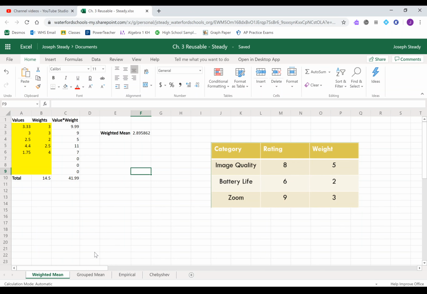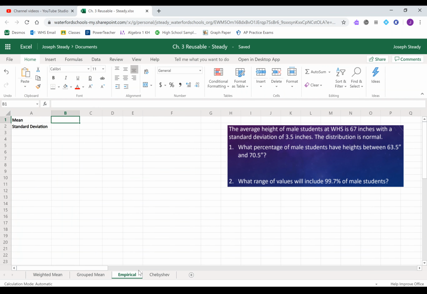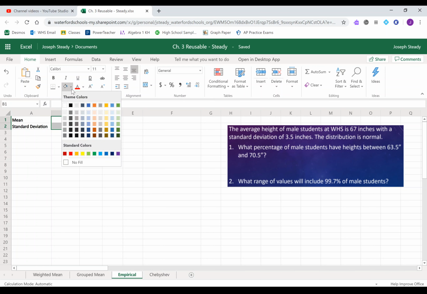So you should open that back up from your OneNote and add in 2 more tabs to it at the bottom, an empirical rule tab and a Chebyshev's rule tab. So in this video, we're going to be focusing on the empirical rule. To use the empirical rule, we are going to have to know our mean and our standard deviation for our data set. So the first thing I did is I typed those in, and I'm going to have to tell Excel what those values are.